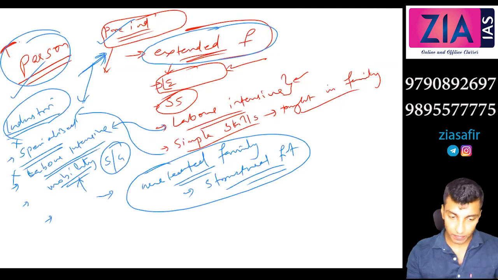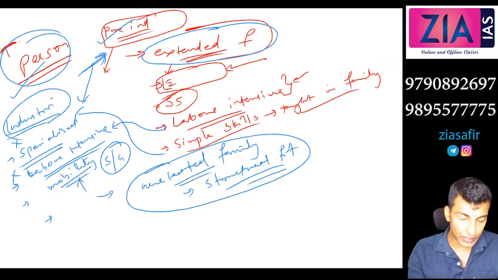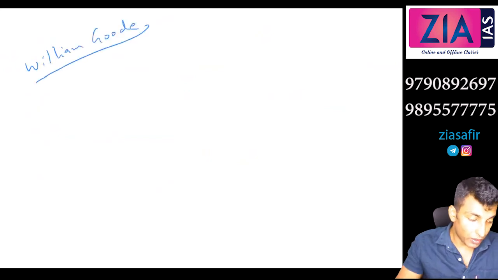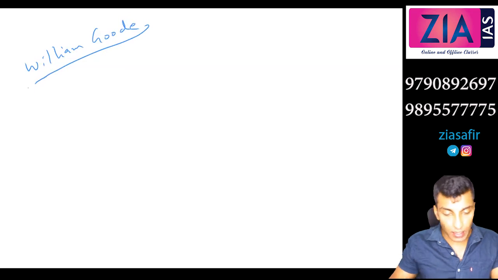Now, next thinker, one more thinker I will explain here, which is again talking in the context of nucleated family, and there will be opposite arguments also against a nucleated family or nuclear family. So here again in support of nucleated family, William Goode. So he is again supporting Parsons.